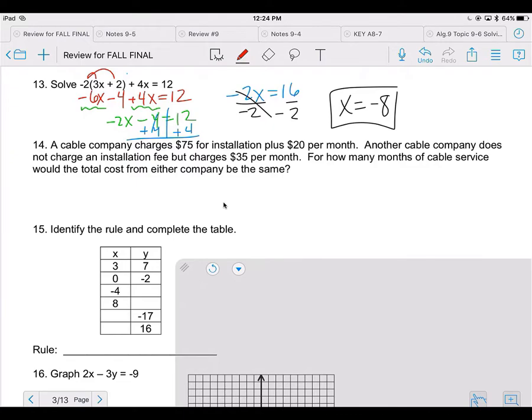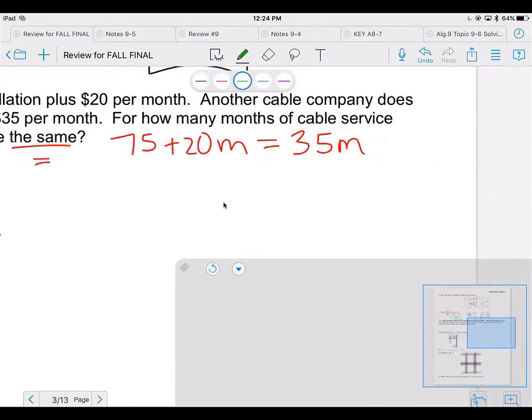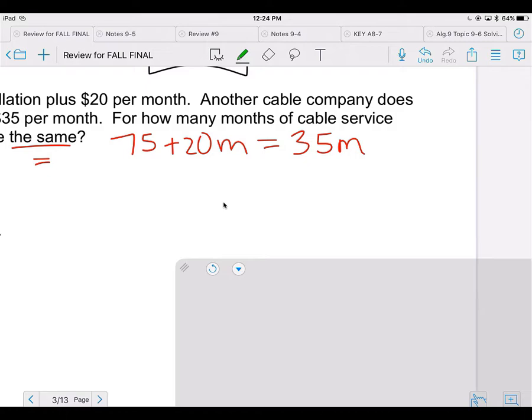14 has a cable company that charges $75 for a one-time installation fee and $20 per month. The other company does not charge an installation fee but charges $35 per month. For how many months of cable service would they be the same? So another word for the same is equal. So we have the first company at $75 plus $20 per month, and we want to know where that equals the other one that has no one-time fee but a charge per month.